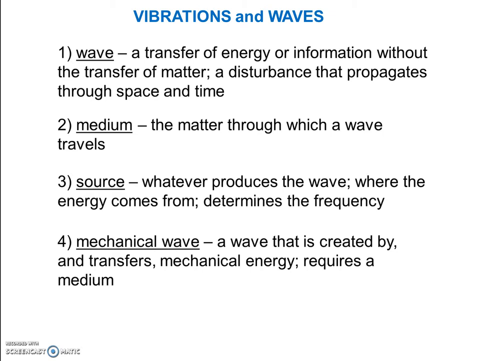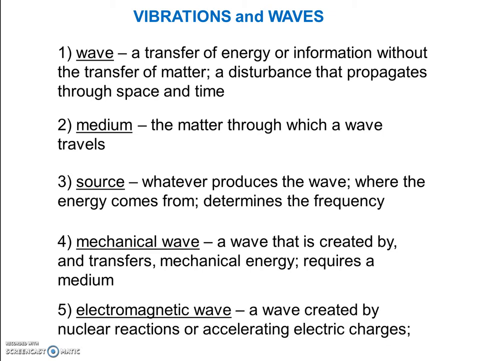Number 5 is an electromagnetic wave, a wave created by nuclear reactions or accelerating electric charges, created in very different ways than mechanical waves. You may recognize the phrases nuclear reactions or accelerating electric charges, and you hopefully associated that with another type of wave, one that particularly can travel through a vacuum, because electromagnetic waves do not require a medium. They can travel through the empty vacuum of space.